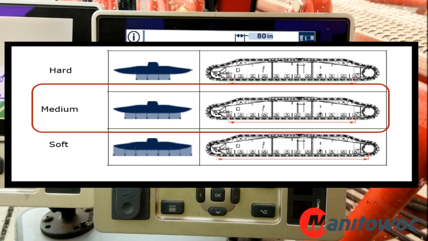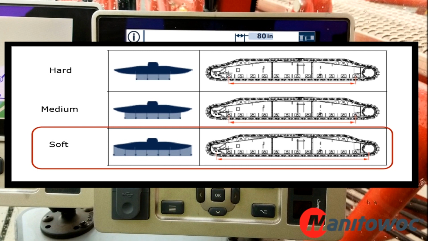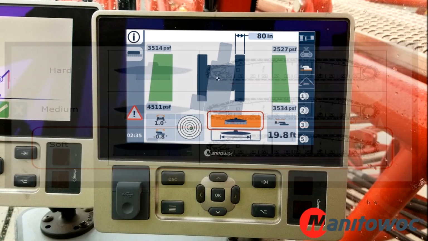Medium ground bearing estimates utilize the length from the first to the last intermediate roller and generally the flat portion of the crawler pad width. Soft ground bearing estimates utilize the length from the center of the idler to the center of the tumbler and the full crawler pad width.